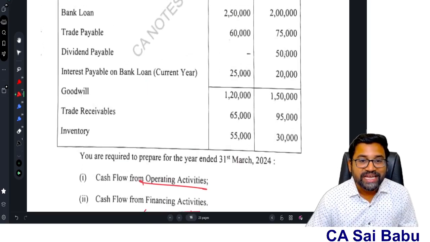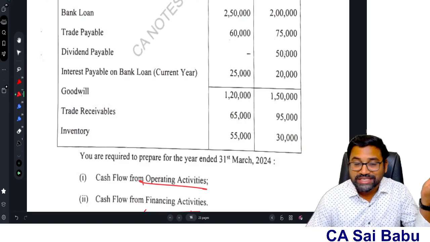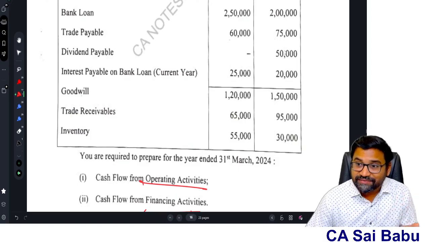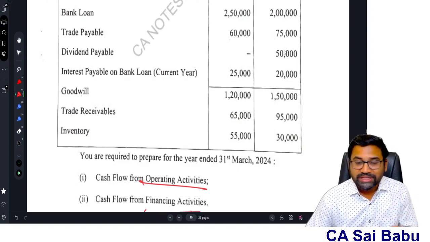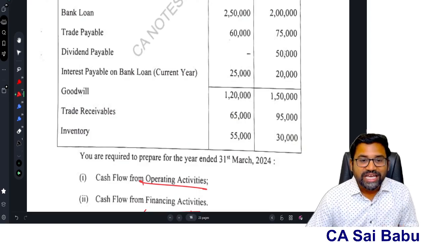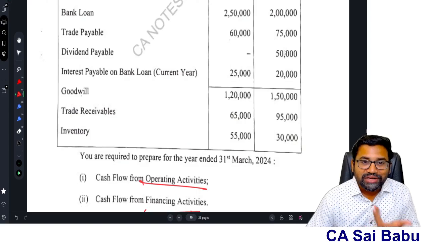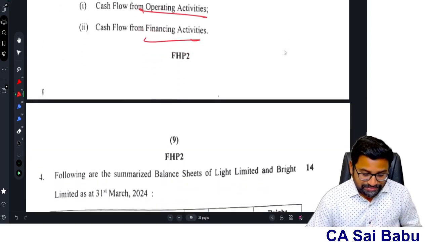Operating activities, financing activities, 7 marks. They are also very simple questions in the cash flow statement. If you did cash flow statement and internal reconstruction, you will get around 30 marks. Internal reconstruction 14 marks, this cash flow statement 7, plus there I think 10 marks. So straight away 25 to 30 marks you will get from these two chapters.